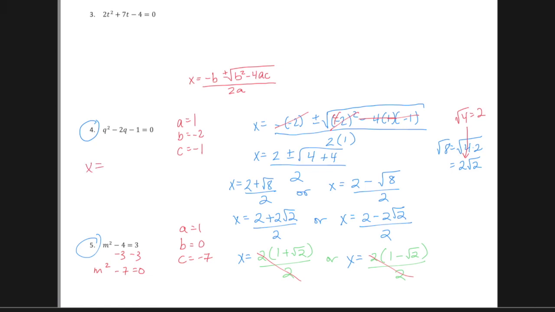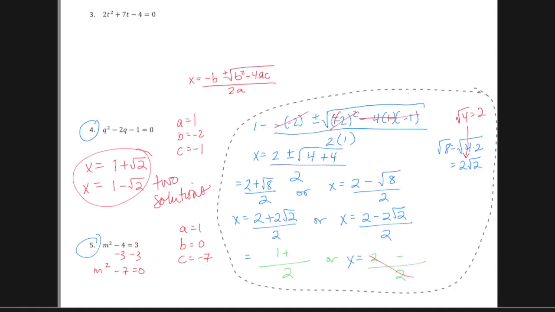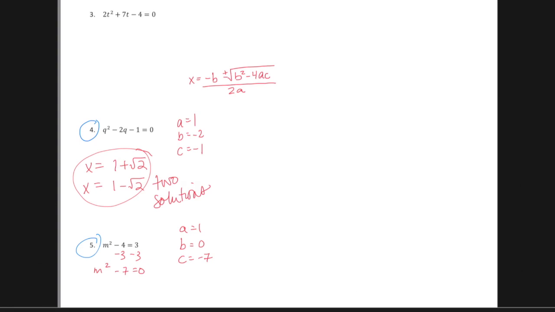2 divided by 2 is 1. You end up with nothing but a 1 in your denominator. So that means your answer is either 1 plus square root of 2 or 1 minus square root of 2. It has two solutions. Or you can just divide each one individually: 2 divided by 2 plus 2 divided by 2 square root of 2. But I always tend to go with the factoring method. It tends to be a little bit easier for me.